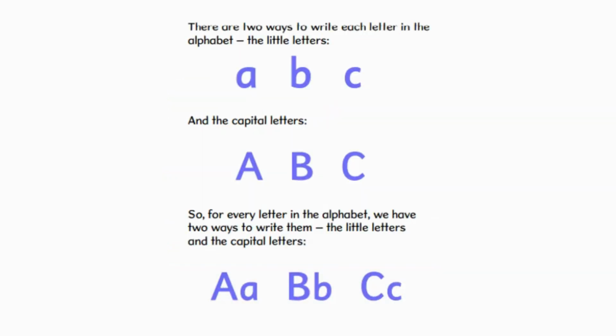You already know there are two ways to write each letter in the alphabet. The little letters, that is a, b, c, and the capital letters A, B, C. So for every letter in the alphabet, we have two ways to write them. The little letters and capital letters.